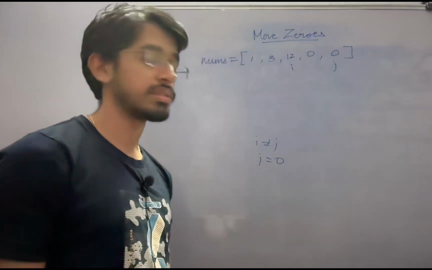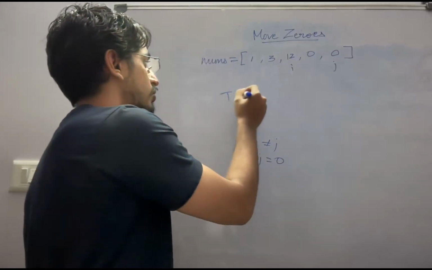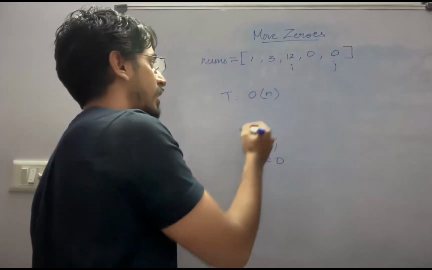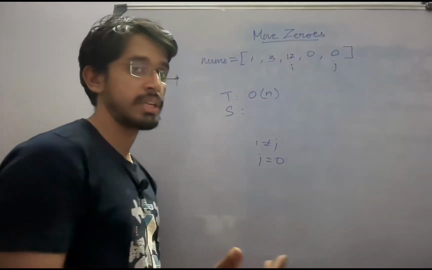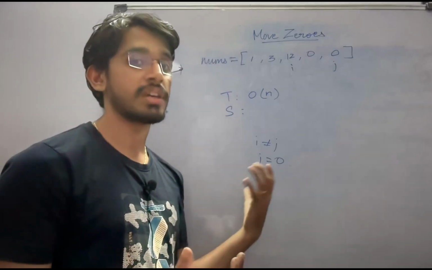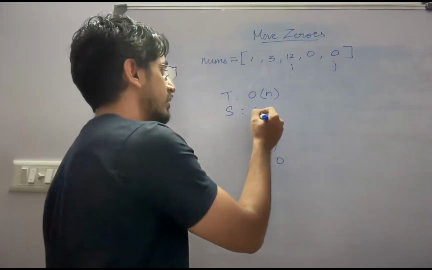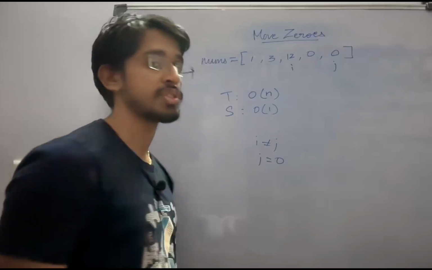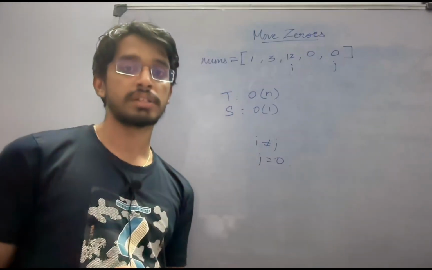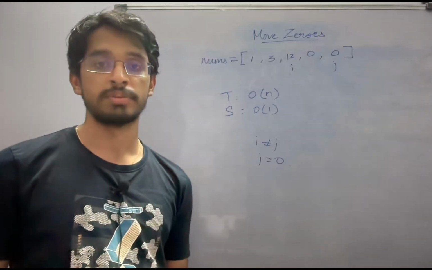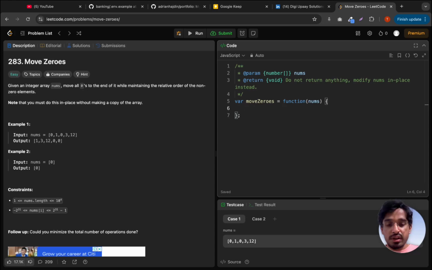So what is the time complexity of solving this problem? That is O of n. And space complexity, since we are not creating any additional data structure or any arrays, we can say that O of 1 is our space complexity. So let us now understand how we can solve this in code. Let's start by initializing the pointer I equal to 0. Now we are going to run a for loop for the j variable, which will loop over all the elements within our nums array.